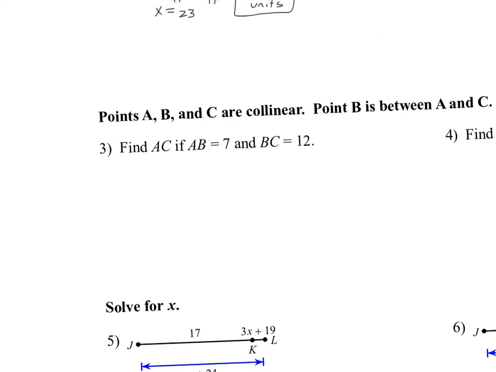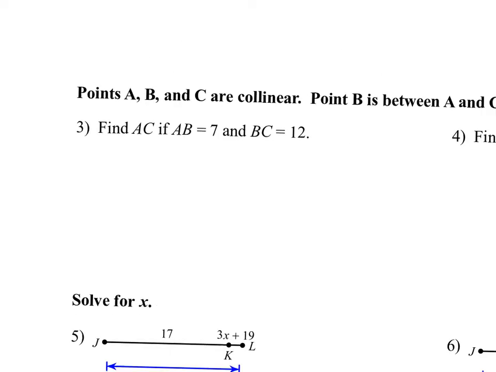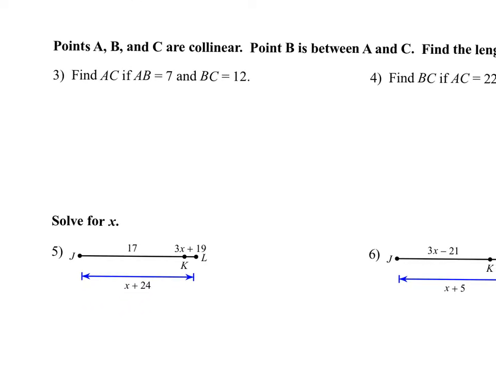Okay, how we change it up then is, well, let's throw in some definitions. I'm letting you know A, B, and C are collinear. So first you need to know what collinear is. Collinear means on the same line. So A, B, and C are on the same line. Point B is between A and C. So that means we know A and C are at the ends and B is somewhere in between. It's not in the middle, it's just somewhere in between.